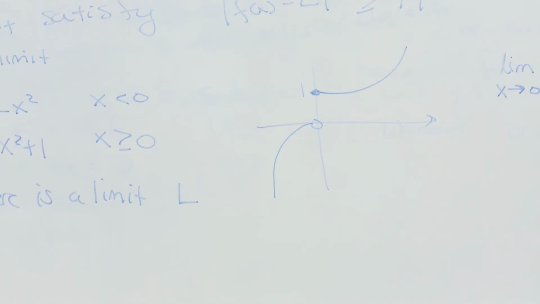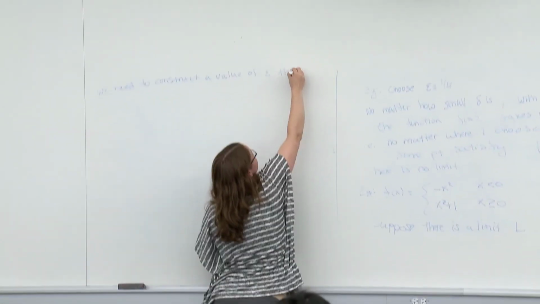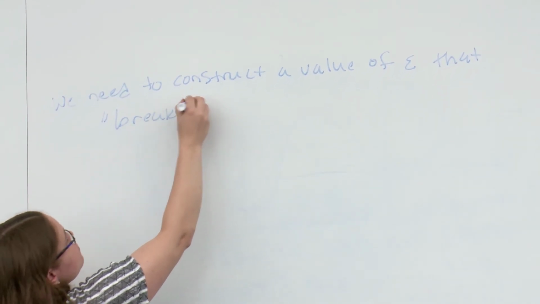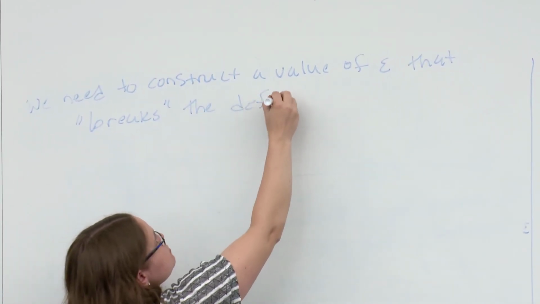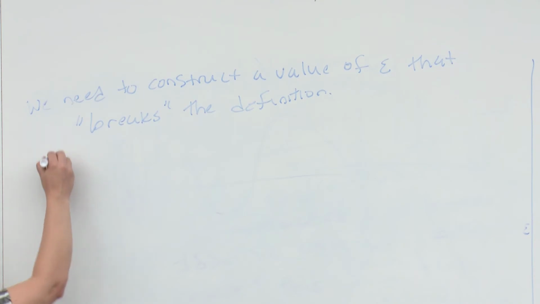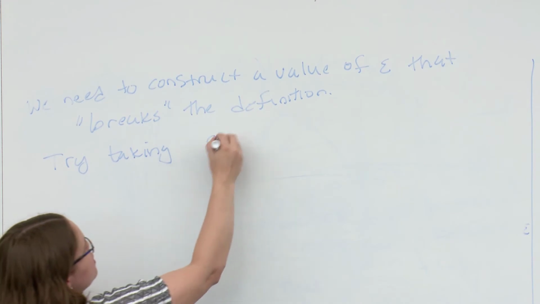Okay, so we need to construct a value of epsilon that, let's say, breaks the definition. Okay, and since we happen to know that we expect to see this jump of distance of 1, then taking something that's half that jump is a reasonable starting point. So let's try taking epsilon equal to 1/2.